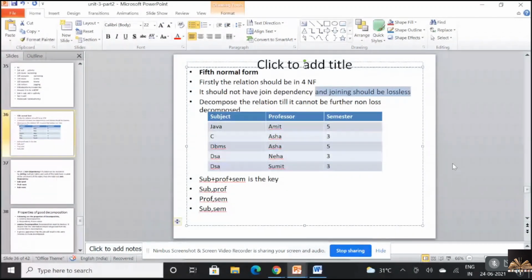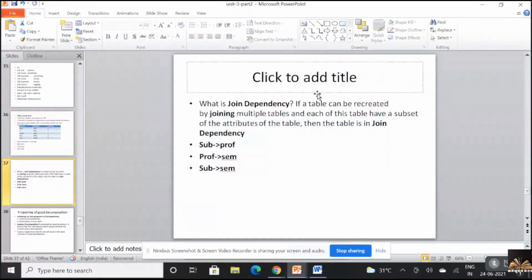And what do you mean by joint dependency? Before we actually go to 5NF, see, if a table can be recreated by joining multiple tables, and each of these tables has a subset of the attributes of the table, then the table is in joint dependency.